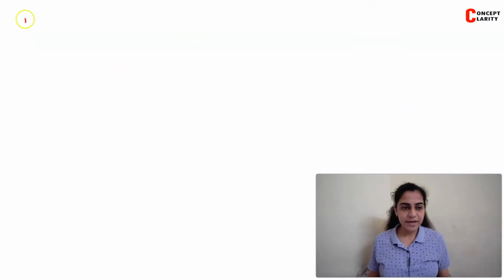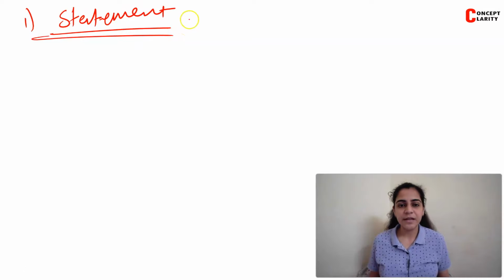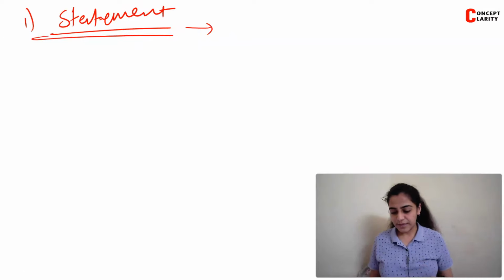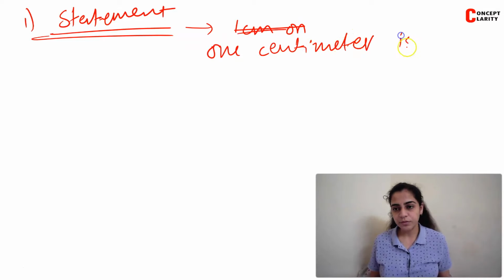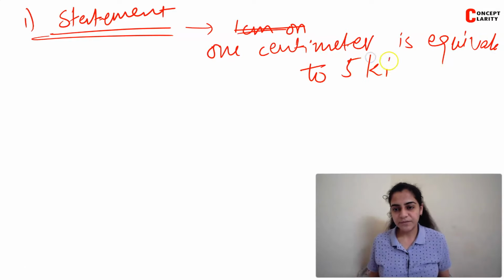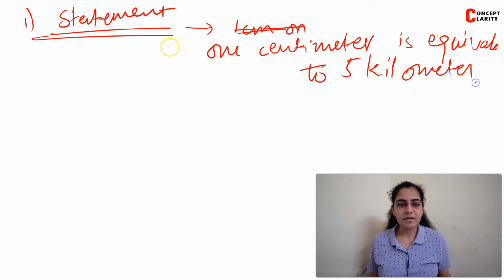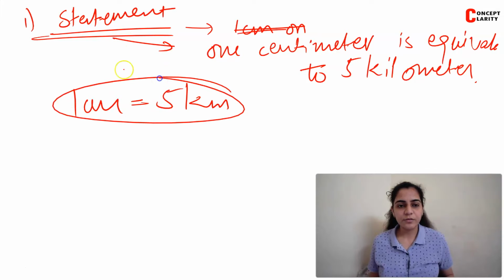So the first type of scale we have is a statement scale. In the statement scale, whatever we have to write or convey to the person is all done in the form of written sentences or a statement. Let's say 1 centimeter on map is equivalent to 5 kilometer. ठीक है, so this is a statement scale, because here in mathematics you can write 1 centimeter is equal to 5 kilometer, but no, we are using a statement scale, so we have to explain each and everything in the form of a line.